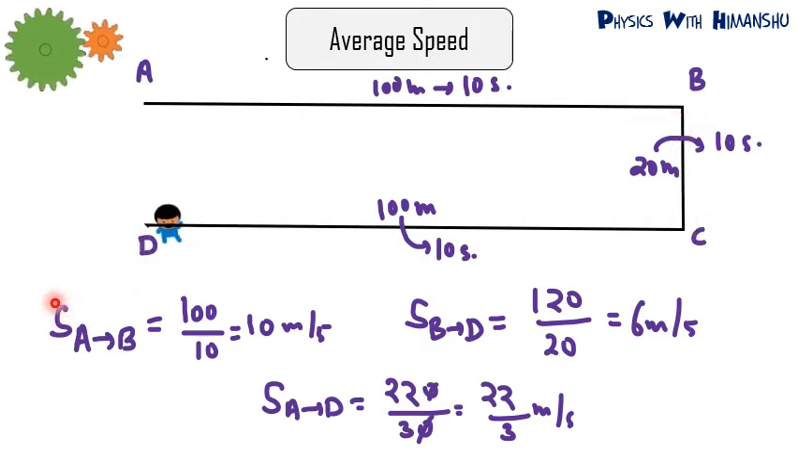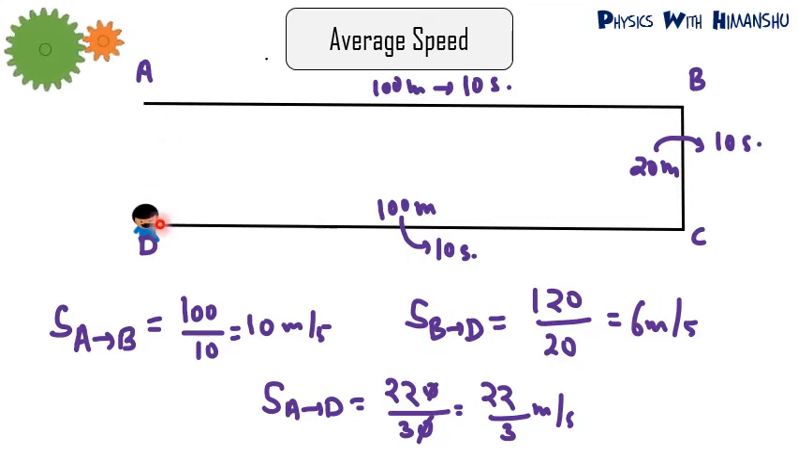So we have to calculate speed from A to B. From A to B, the person has traveled 100 meter in 10 seconds. So speed will be 10 meter per second. From B to D, the person first will come from B to C and from C to D. So 20 plus 100 will be 120. And from B to D, total time taken will be 10 plus 10, 20. So 6 meter per second.